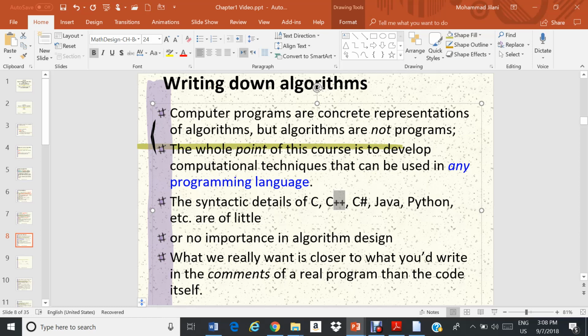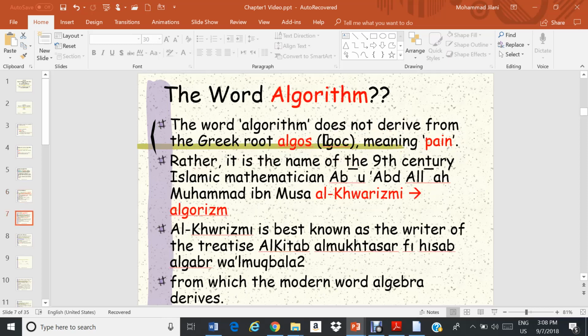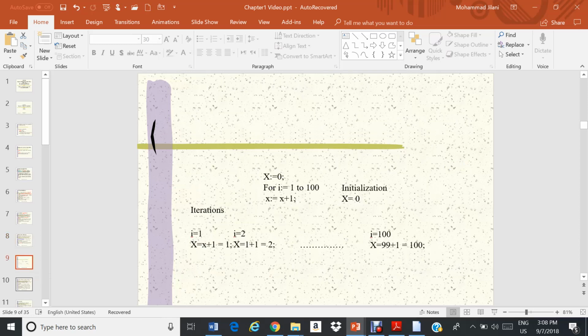What we really want is closer to what you would write in the comments of a real program. I remember when I made my example here on the beer, when I started putting the comments, start from 99 until 1, those are the comments. So the algorithm would really look more like comments in a program. The comments in the program are the ones that describe what the algorithm should be doing.